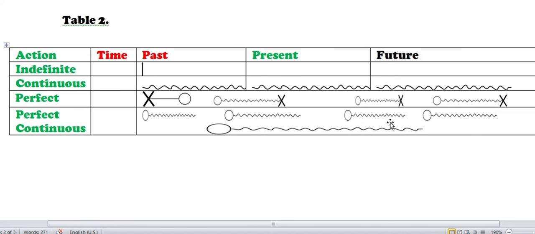You can say here the action continues. This action started in the present and it will continue in the future. Action started in the future and will continue at some time in the future. And the next is action started in the past and it will continue somewhere in the future. So this is all about the tenses, the meaning of the tenses. By understanding the meanings and this diagram, you will be able to understand these tenses better.